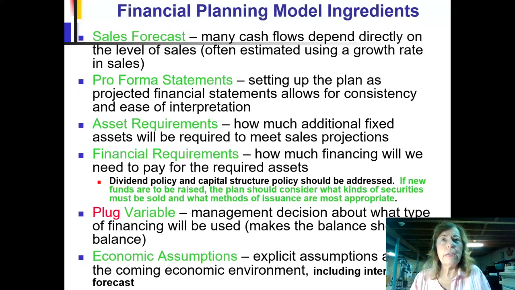Now, anytime we're going to expand our sales, we will need to have more assets. We might also need to have more fixed assets, more machinery, more warehouses, more buildings. We'll see how much we're going to expand. And then the part that I always care most about, how much financing we're going to need to pay for those required assets. We will then discuss both dividend policy and capital structure policy.